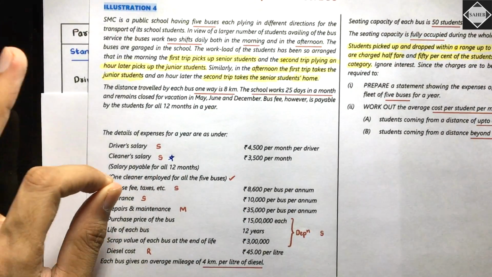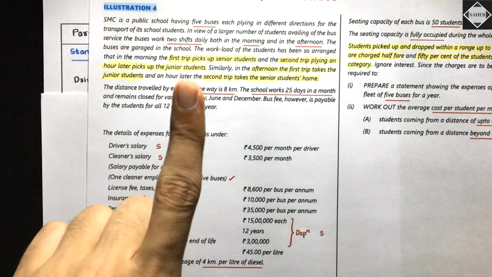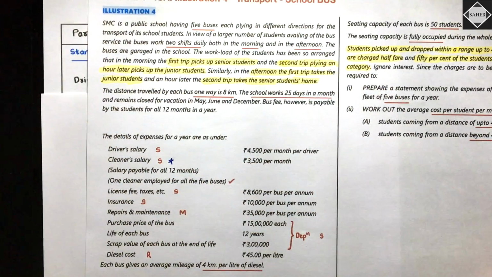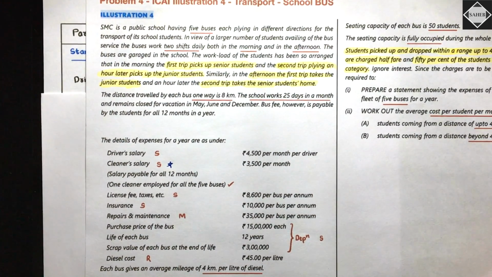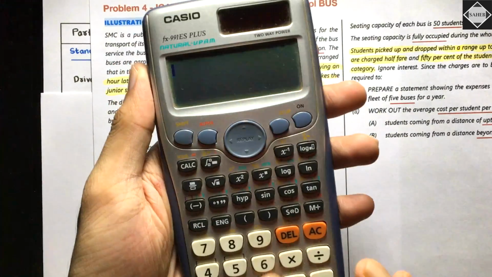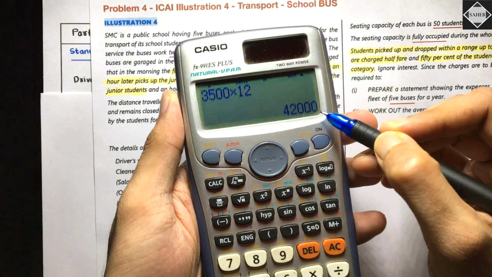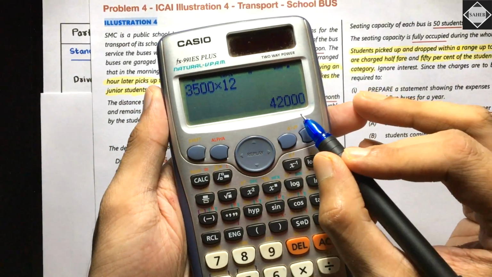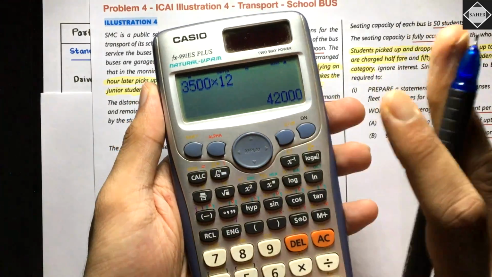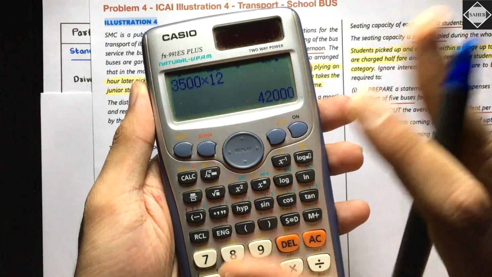Why? Because see, cleaner is not like driver. Only one cleaner is there to clean all 5 buses, right? So what is his salary? 3,500 per month. Let's just calculate. 3,500 into 12, that is equal to 42,000. Now you have to understand, this 42,000 is not of a single bus. This is of 5 buses.